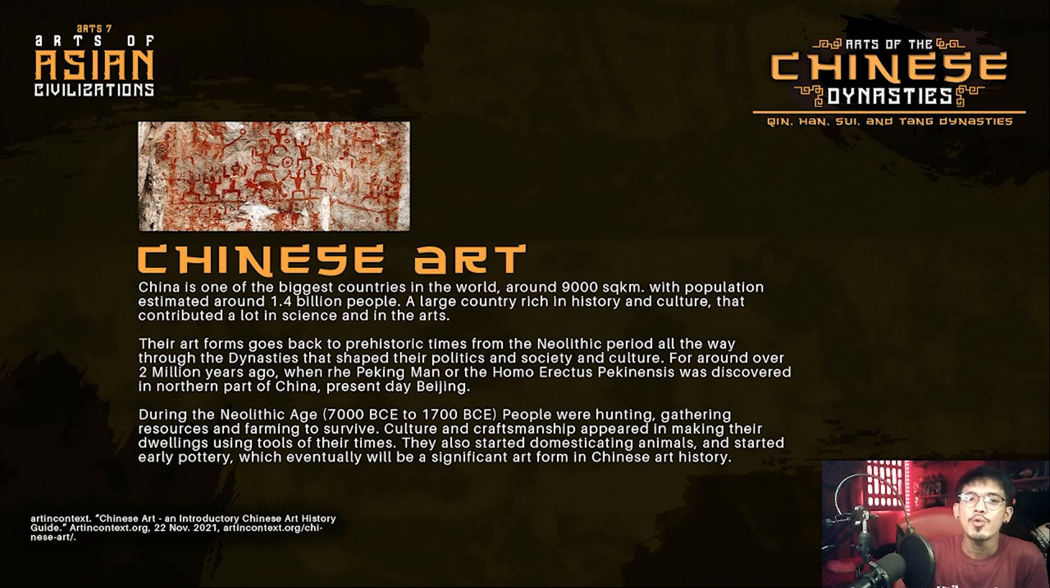So their art forms go back to prehistoric times, from the Neolithic period all the way through the dynasties that shaped their politics and cultures, the times that they were united by the dynasties as an empire. Over 2 million years ago, the Peking man or Homo erectus pekinensis was discovered in northern China, present-day Beijing. So the art history recorded this. During the Neolithic age, from 7,000 before Common Era to 1,700 before Common Era, people were hunting, gathering, a typical primitive communal way of living to survive.